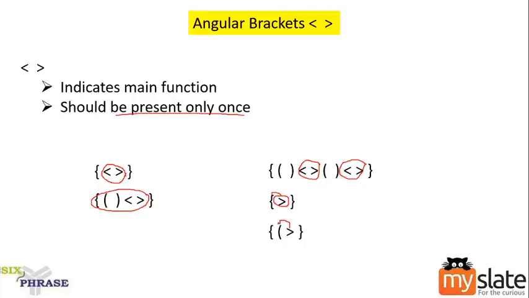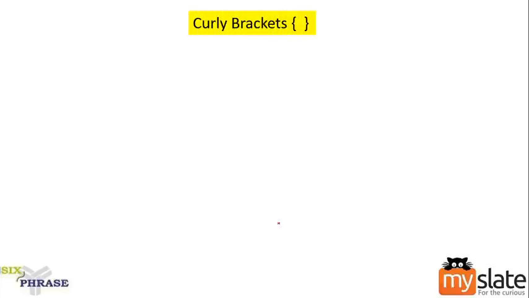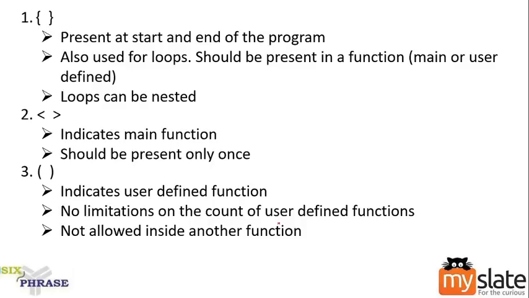Okay, next one is going to be about curly brackets. So what is the data we have about curly brackets? This is the data. The data says curly brackets can be present at the start and end of the program. It is also used for loops. Okay, and loops can be nested. Alright.